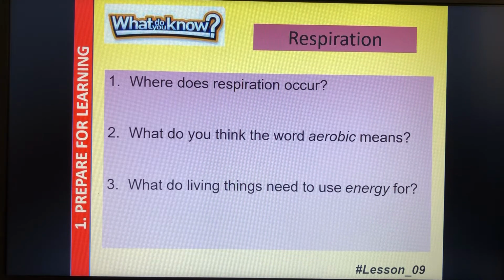Okay, where does respiration occur? It is in the mitochondria, which are inside the cells, found in the cytoplasm inside the cells. What do you think the word aerobic means? It means with oxygen, to respire using oxygen.